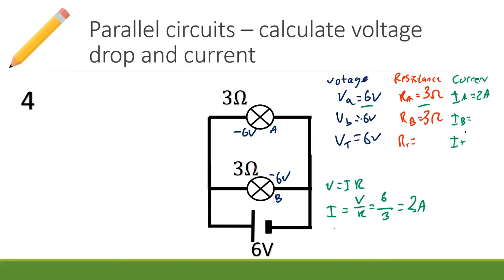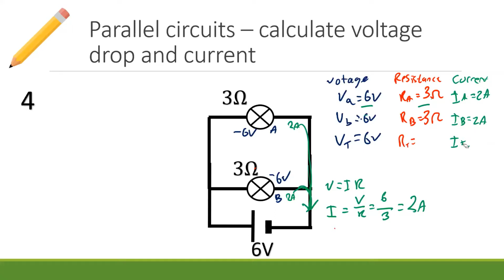IB is the same process, 2 amps, because they're the same numbers. IT, the total current, well, that's 2 amps, and that's 2 amps. When they meet, what's the total current going to be? Bao's guess is 4, and Bao's guess is right. The total current is 4 amps. It's the sum of the amps.